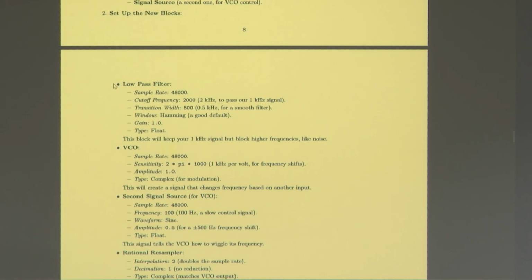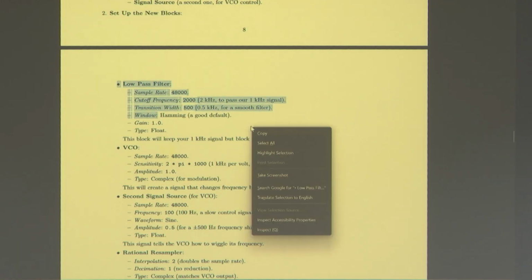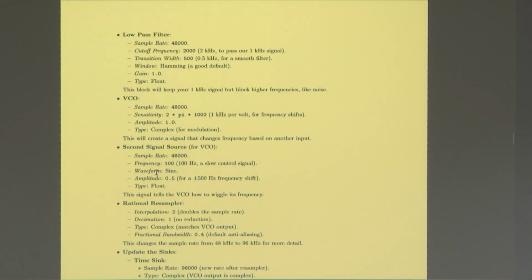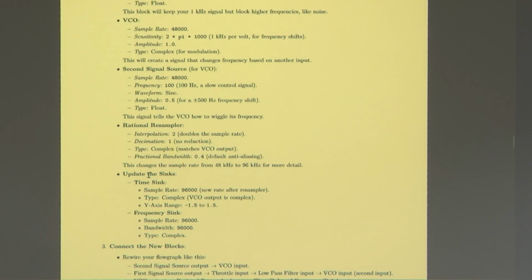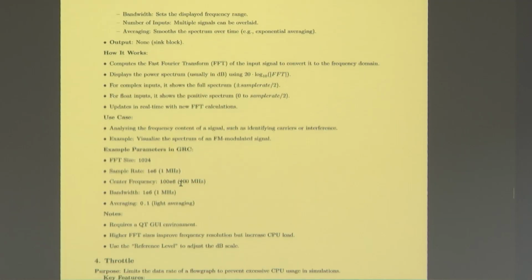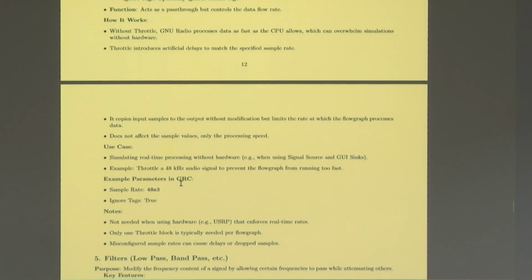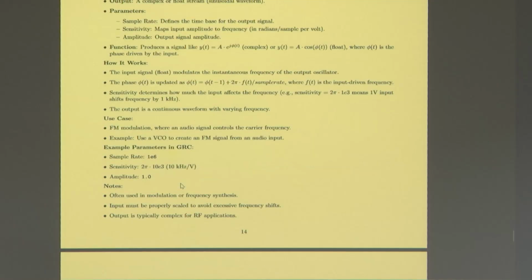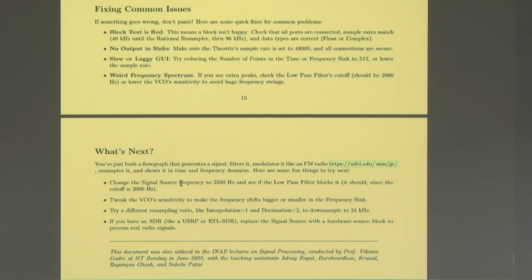It also includes the basic blocks, like what is a low pass filter, how you can use it to make a high pass filter also by just changing the cutoff frequency and the window method, VCO, rational resampler. The rational resampler is used to change the sampling frequency in between. So I will just move ahead. This is for you only. आप यहाँ पर पढ़ सकते हो कि हर एक ब्लॉक का क्या यूज है. And I will just skip to the end.